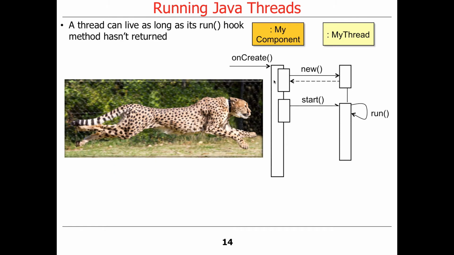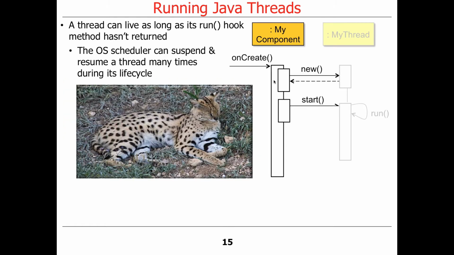As long as the run hook method doesn't return or hasn't returned, the thread can continue to live and do stuff. So it'll keep running as long as the run method hasn't returned. However, while it's running, the OS scheduler and the underlying execution environment may suspend and resume a thread many times. And that's typical in environments that support some kind of time slicing or time sharing model.